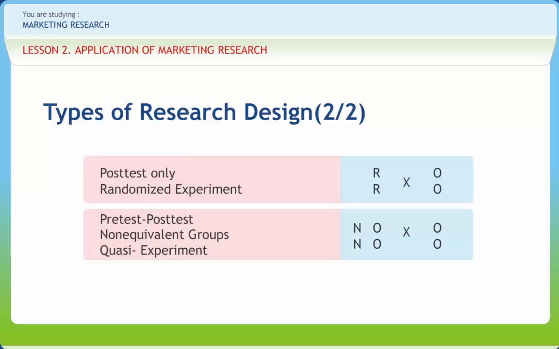We add the label non-equivalent because in this design we did not explicitly control the assignment, and the groups may be non-equivalent or not similar to each other. Finally, we show a post-test only non-experimental design.